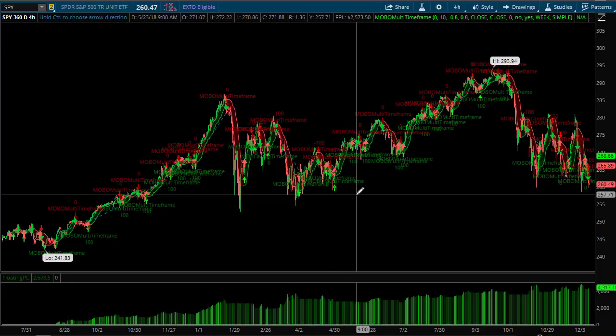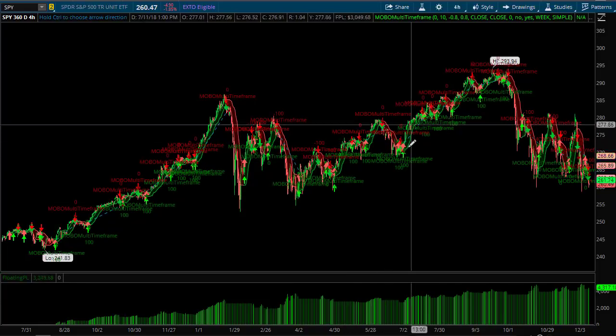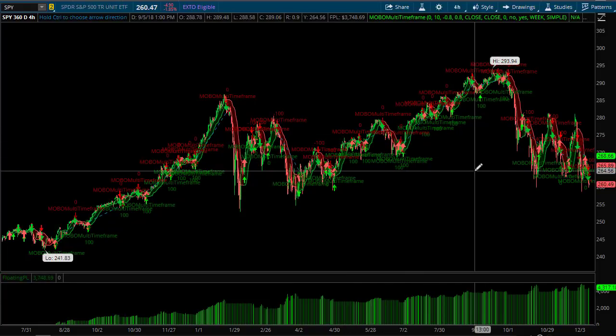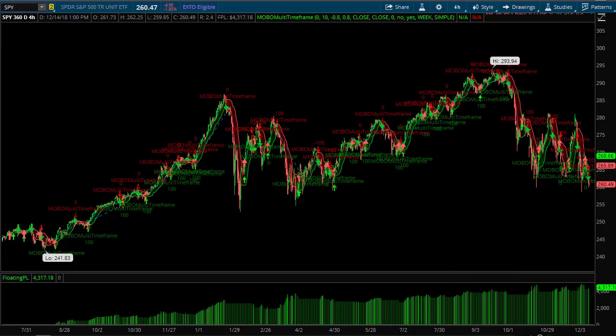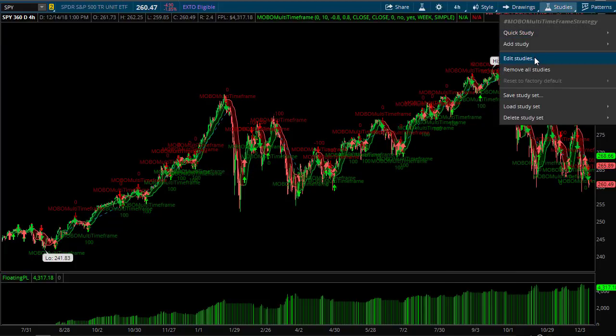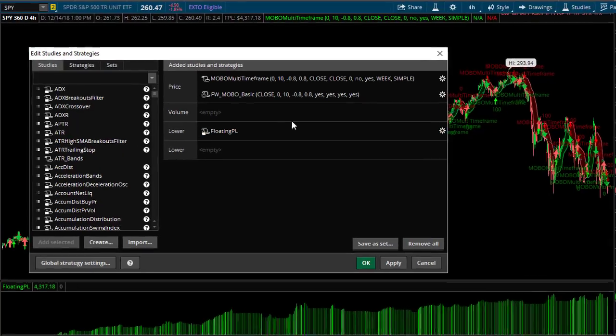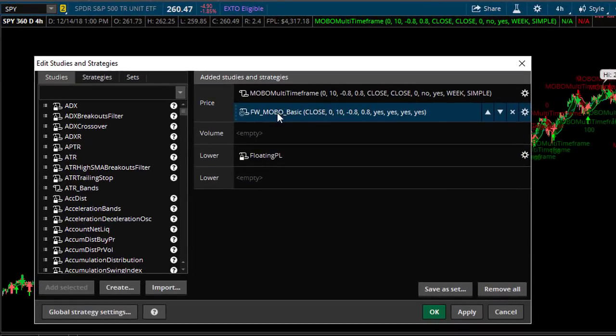So you're seeing long and short signals, and those signals are taken or not taken based on what the weekly chart is doing. So I'm going to open up the studies here. I'm going to go edit studies. I have two indicators, if you will. I have the MOBO indicator, which we're going to talk about in more detail later.